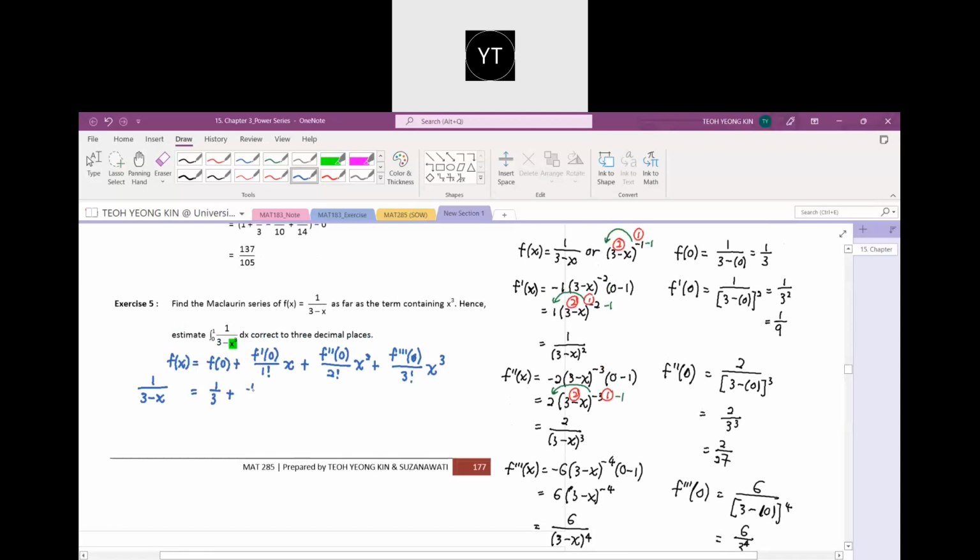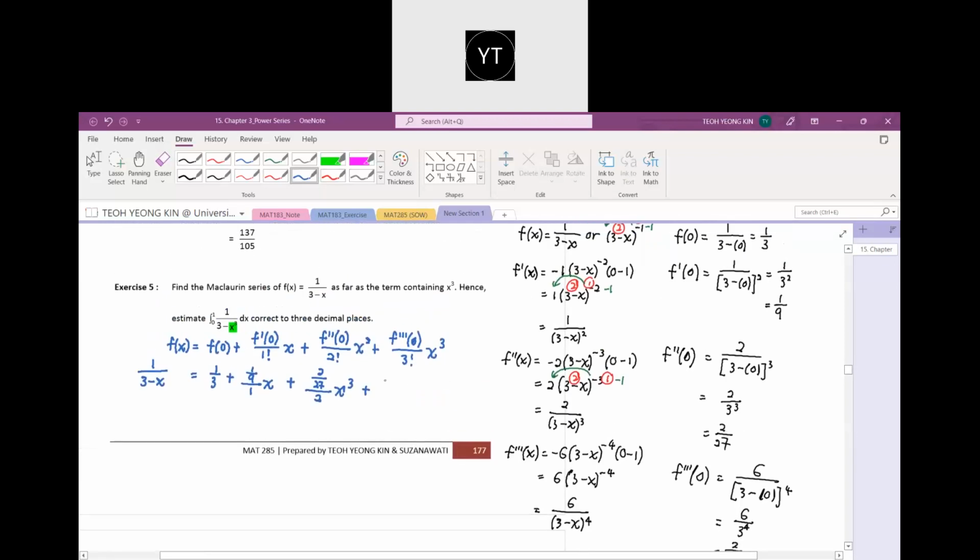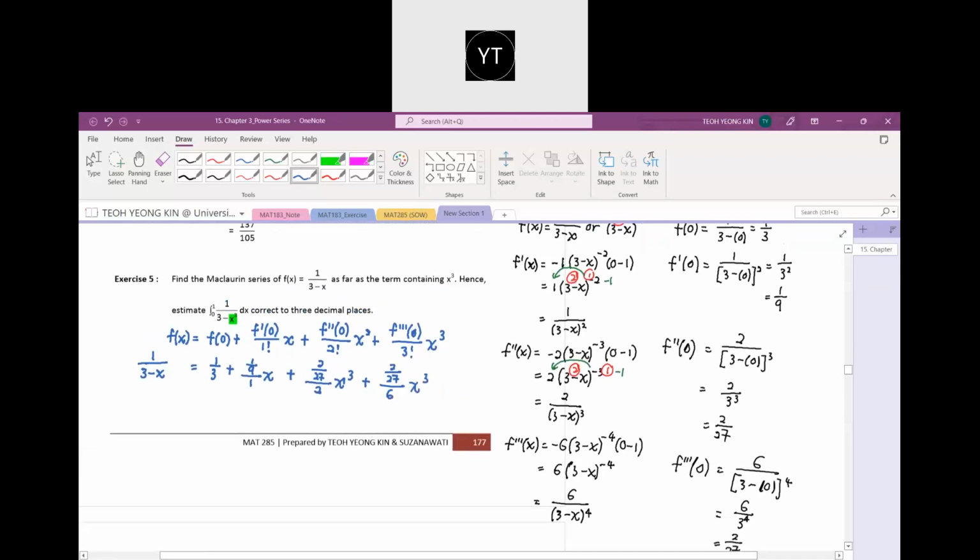Over 1 factorial is 1 times x plus f''(0) is 2 over 27, 2 over 27 divided by 2, and then x squared, because 2 factorial. Plus f'''(0) is 2 over 27, 2 over 27 divided by 6, 3 factorial is 6, x cubed. I try to simplify this part.